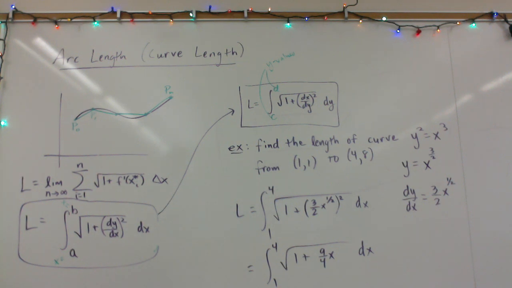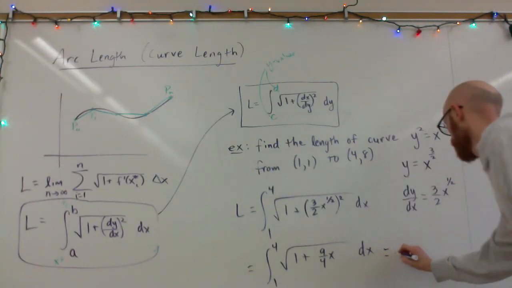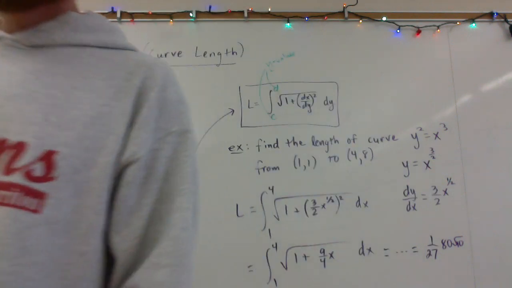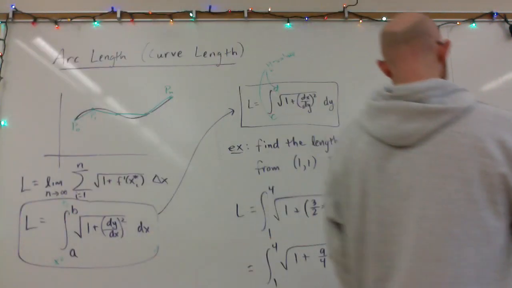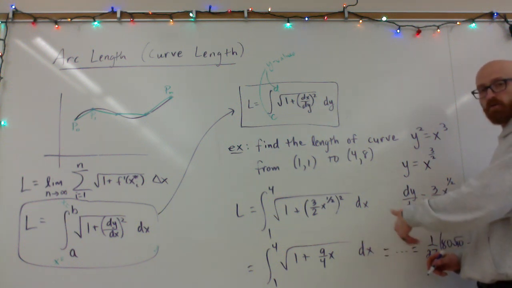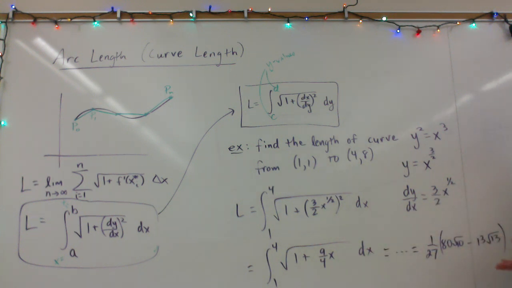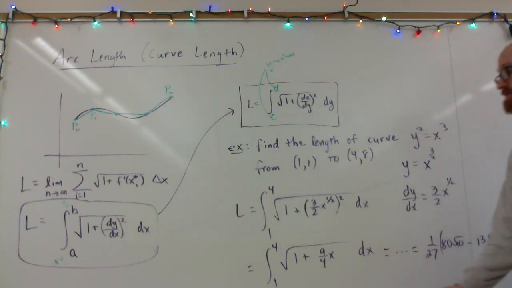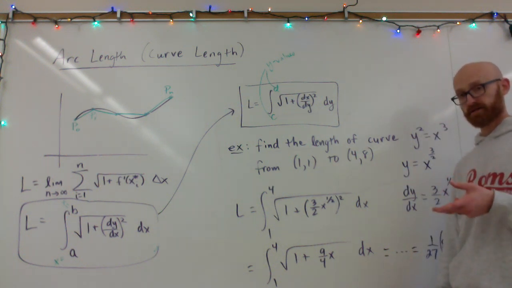It is 1/27 times (80 root 10 minus 13 root 13). So whatever form you have, you can ask your calculator for a decimal approximation, and this is going to be the exact correct answer. I'm just going to double check that I wrote everything correctly there, yes. So that's one way to do it. That's if we did the whole thing dx.